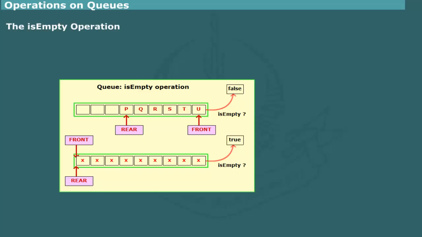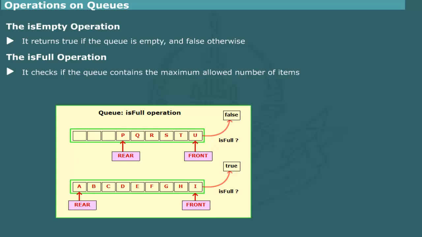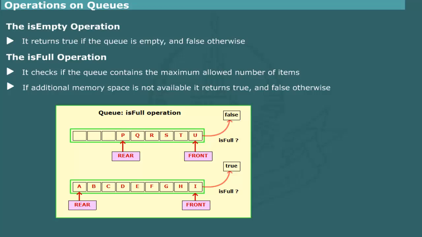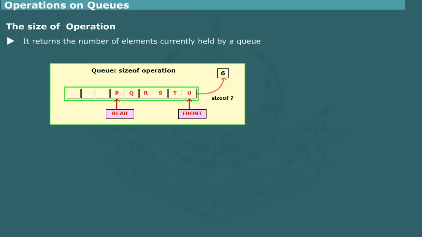The isEmpty operation returns true if the queue is empty and false otherwise. It is generally applied to check the underflow condition. The isFull operation checks if the queue currently contains the maximum number of allowed items. If the limit is reached, the operation returns true and false otherwise. The sizeOf operation returns the number of elements currently held by a queue.